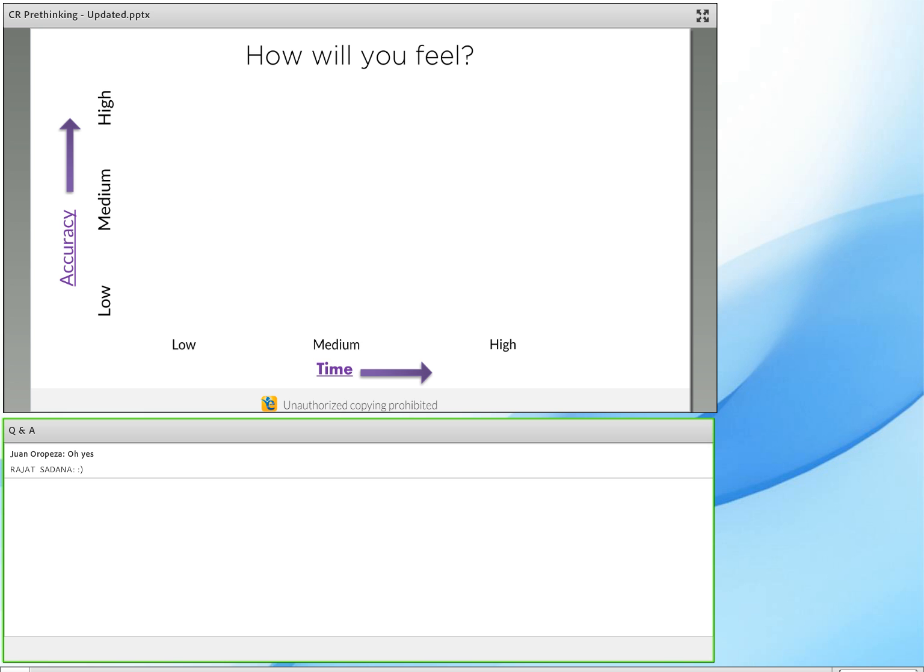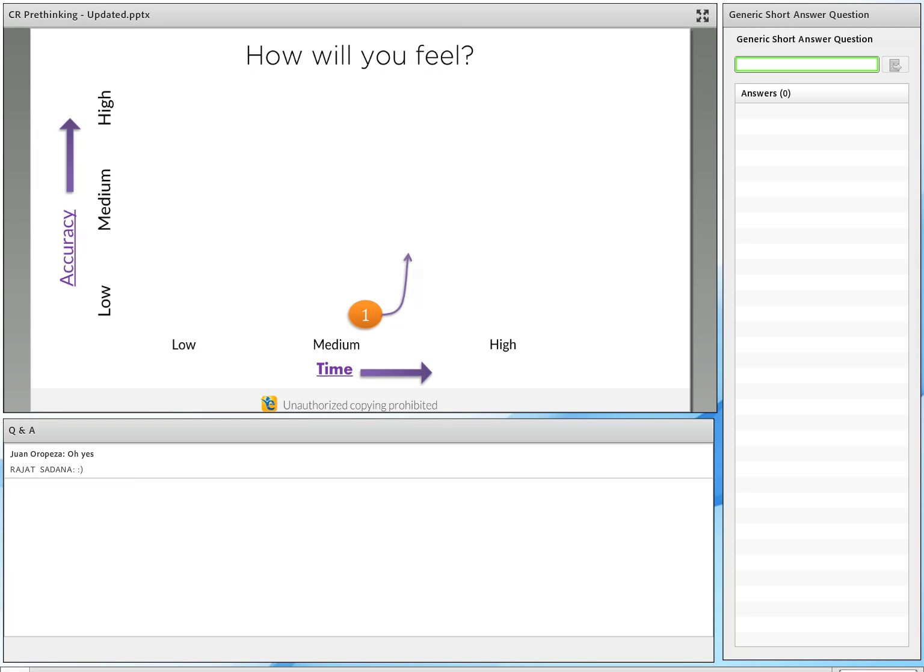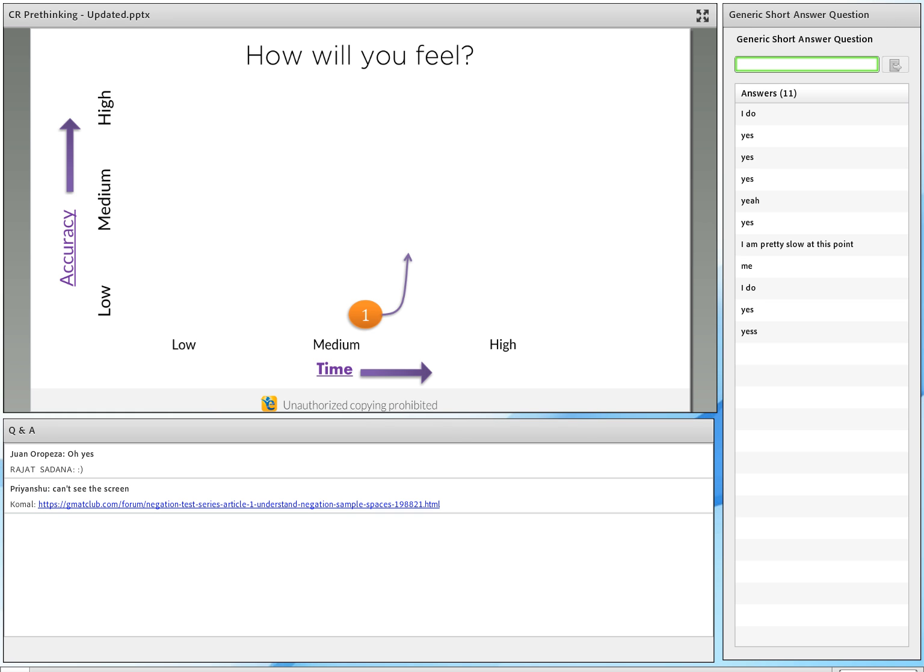Okay, so let's talk about pre-thinking and timing. How is it that you're going to feel? So how many of you think, man, this seems to take a lot of time? How many of you think that? This seems to be taking a ton of time. I'm really worried. When you're thinking of a new process, that's something that's going to happen. Initially, you will be slow. Initially, your time to answer questions will be high.